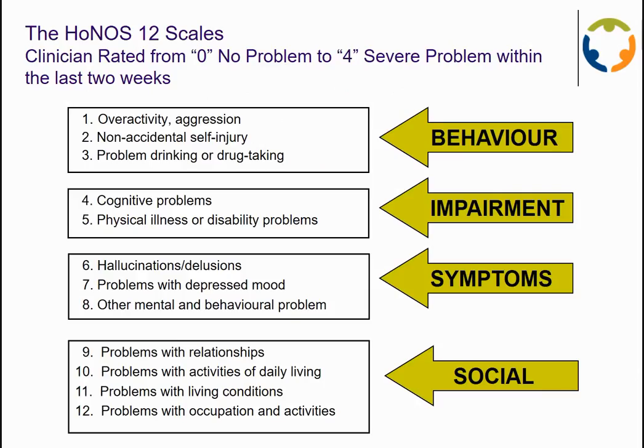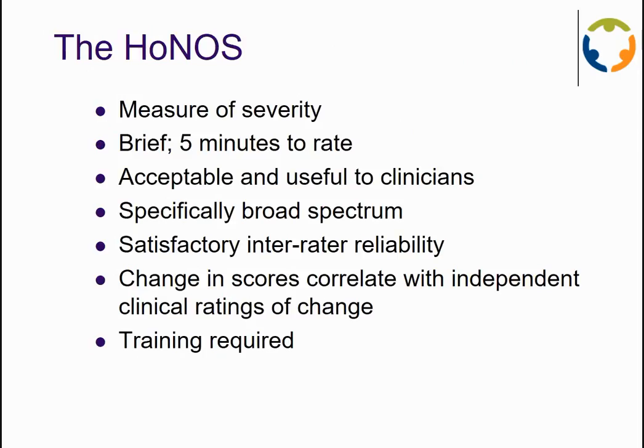The Health of the Nation outcome scales is a collection of 12 scales. These 12 scales capture information about how the person has been in the preceding 2 weeks and whether or not they have a problem or don't have a problem, whether it's mild, moderate or severe. It can be reported at the individual scale level, at a subscale level and a total score level. It's brief, it should only take about 5 minutes to complete.